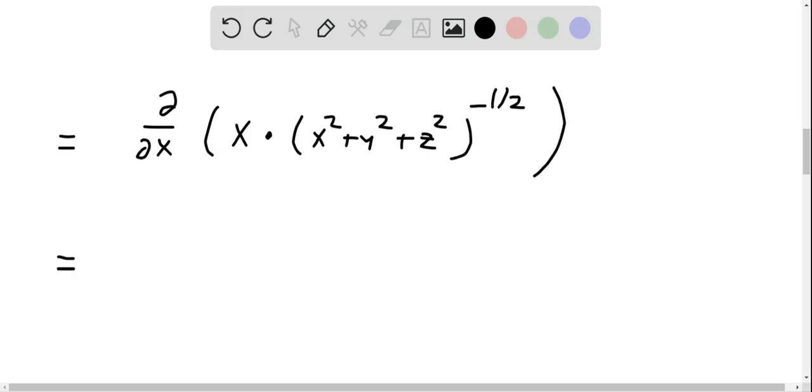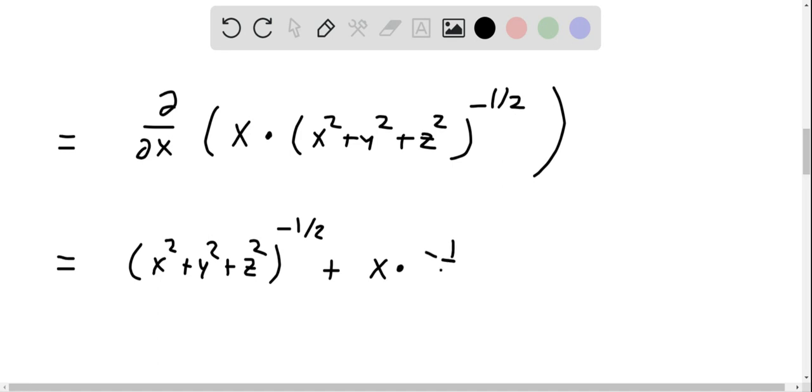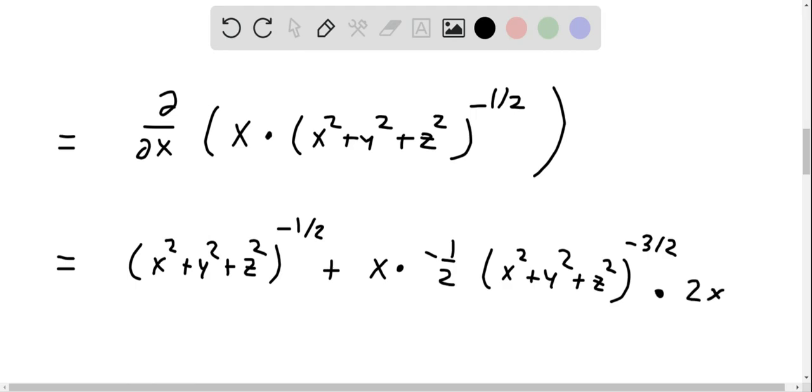So what we end up getting, using the product rule, is x squared plus y squared plus z squared to the negative 1/2, plus x times negative 1/2 times x squared plus y squared plus z squared to the negative 3/2 times 2x.